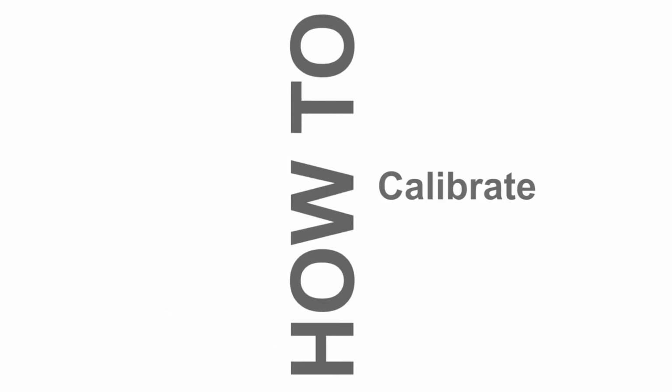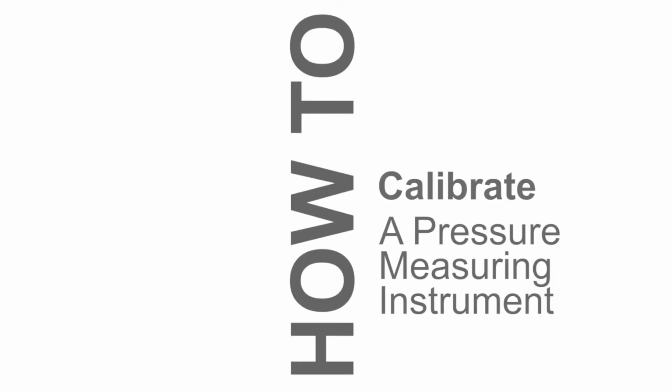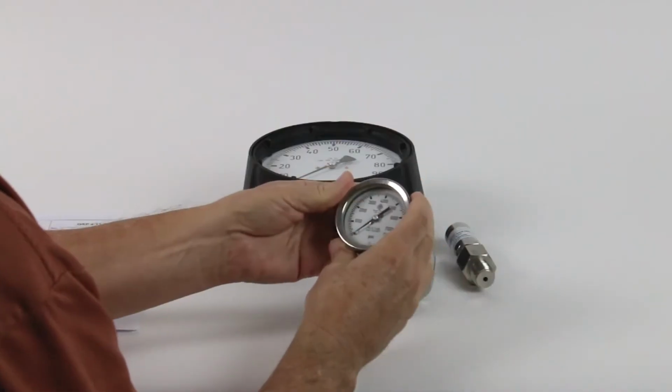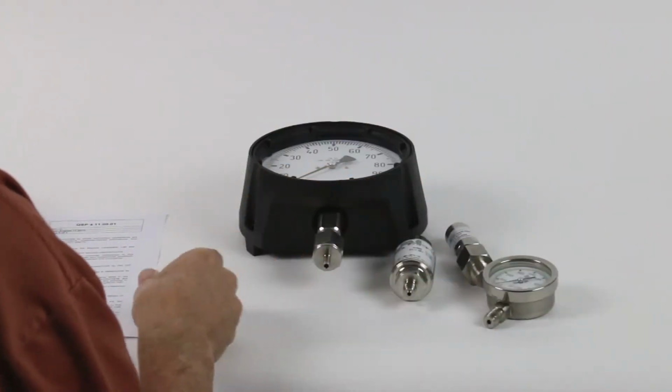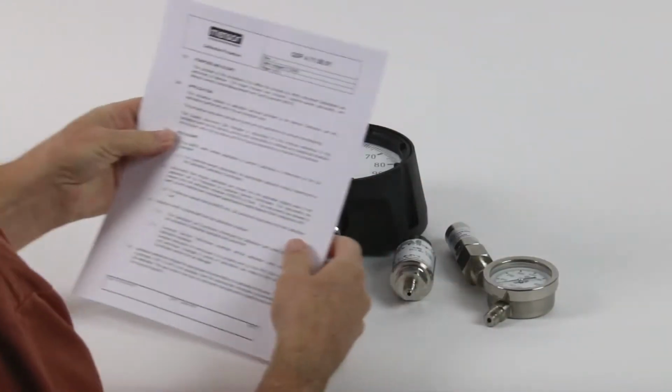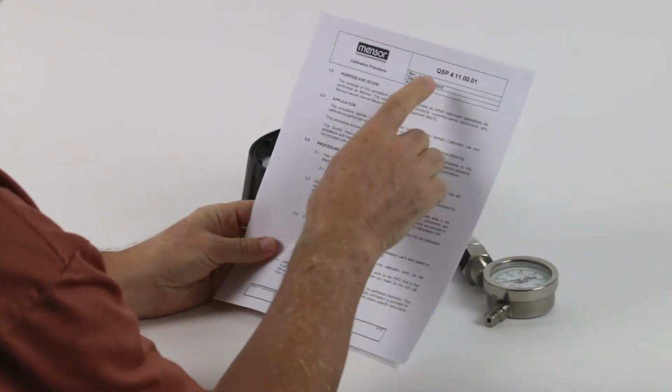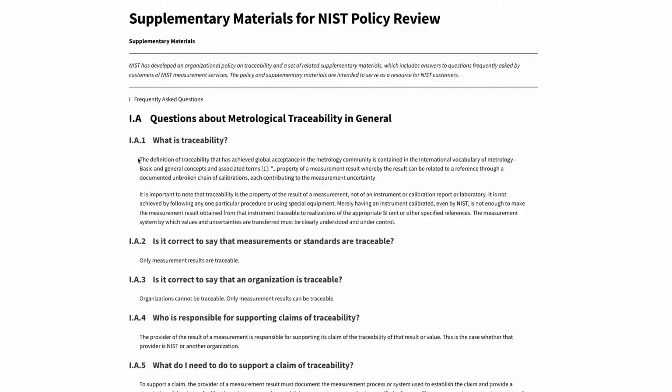The calibration of pressure measuring instruments will be covered in this short video. When considering how to calibrate a pressure gauge or a pressure transducer, you should first look at your in-house quality procedures. Should your calibration be traceable to NIST or other national metrology institutes?